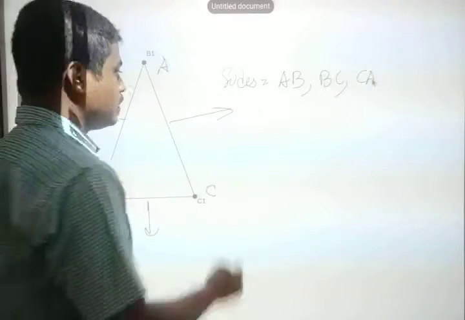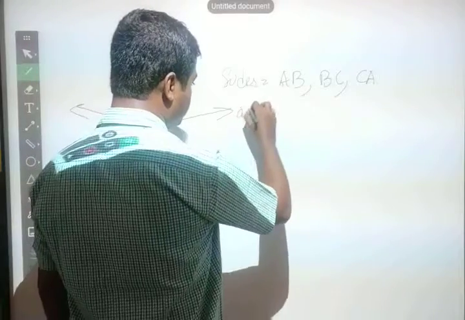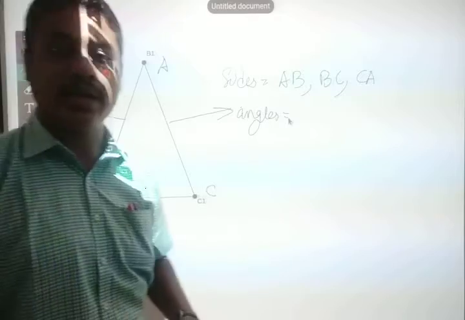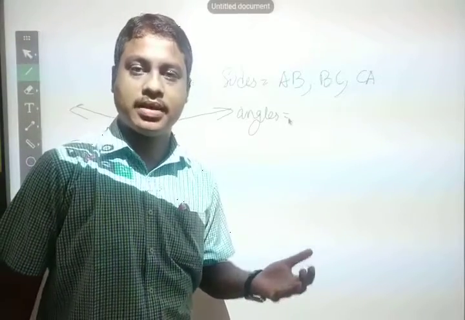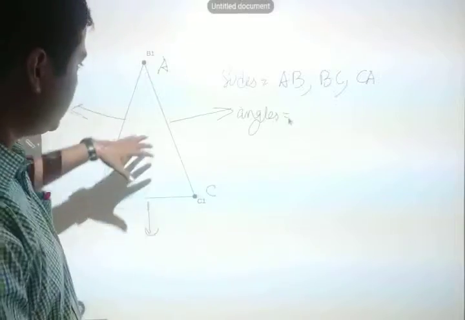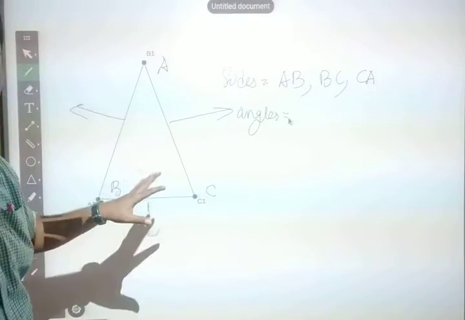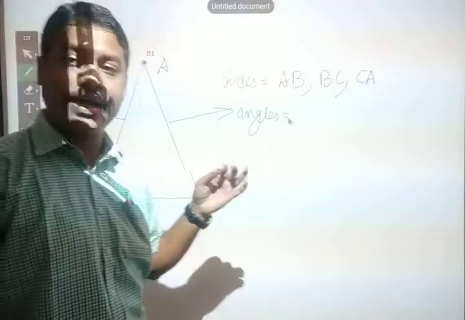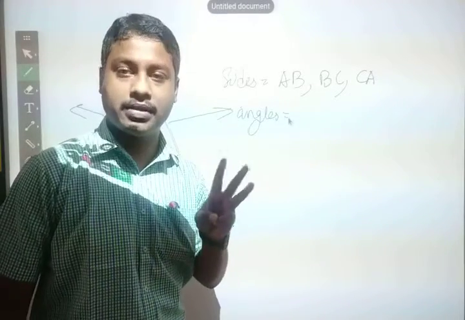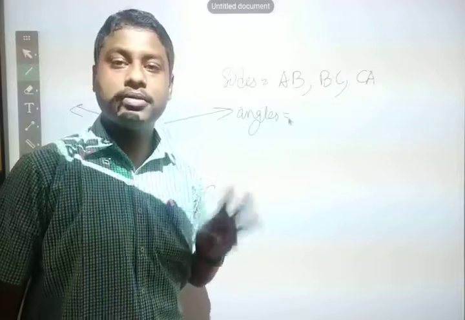Okay, next come the angles. As we have read about the different types of angles in the last chapter, now let us see in this triangle how many angles are there. Why is it called a triangle? Triangle means there are three angles in total. Therefore this is called a triangle.